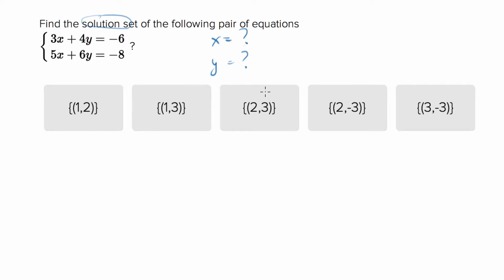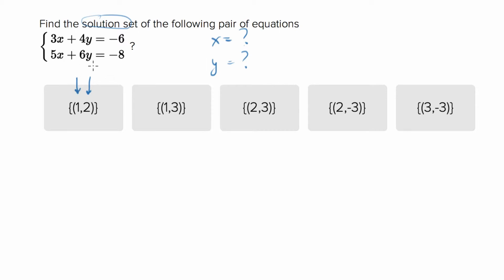And don't let this notation mess with your head in the answer choices. The braces just mean the set. What is the solution set? And the set is a single pair of points, an x value, which is the first one, and a y value, which is the second one. So we need to figure out how to combine these.